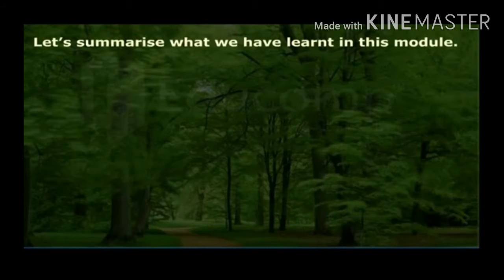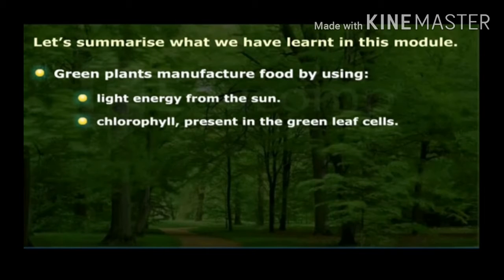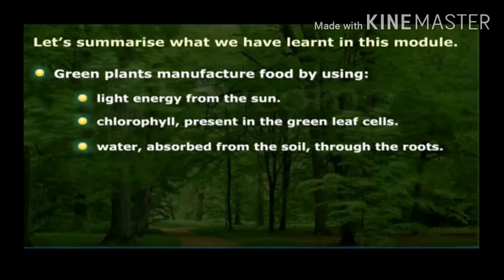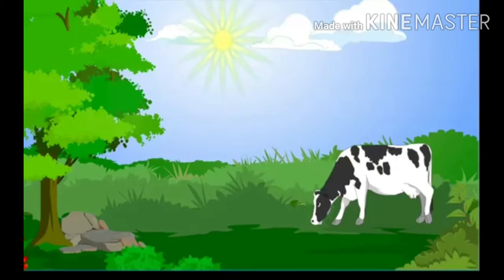Let's summarize what we have learned in this module. Green plants manufacture food by using light energy from the sun, chlorophyll present in the green leaf cells, water absorbed from the soil through the roots, carbon dioxide absorbed from the atmosphere through stomata present on the leaf surface.